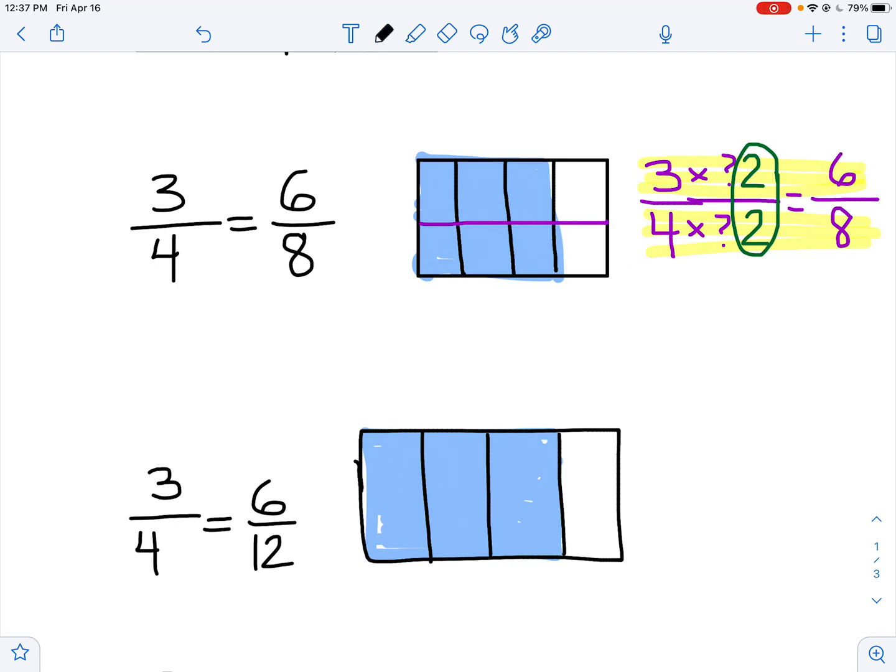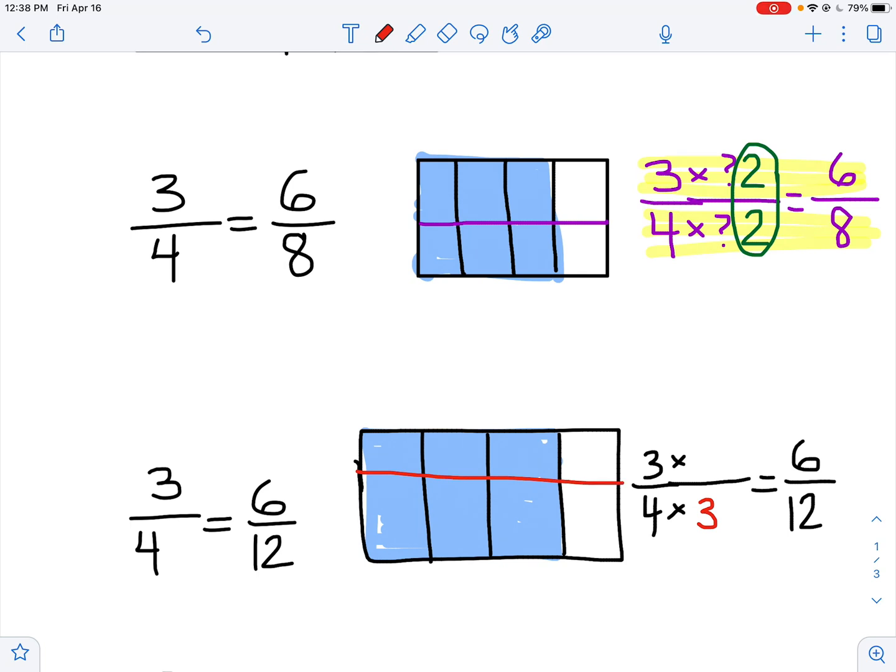Well, if I think of 3/4 and I ask myself, what could I multiply 3 by and what can I multiply 4 by to get a 6 on my numerator and a 12 on my denominator? Let's start with our denominator. 4 times what is 12? Well, I know 4 times 3 is 12. So this is suggesting I need to make 3 times as many pieces, right? I have to triple it.